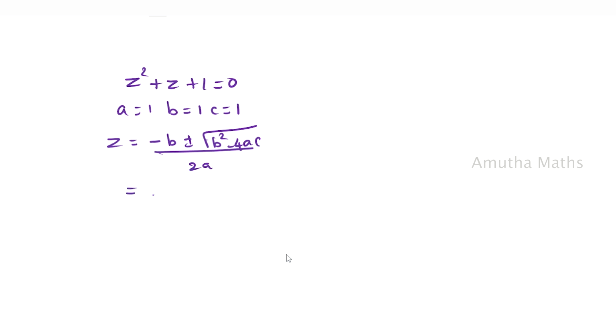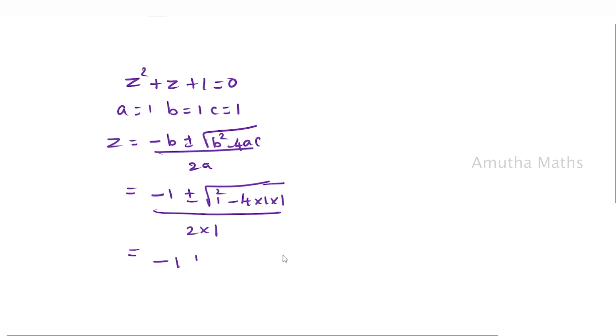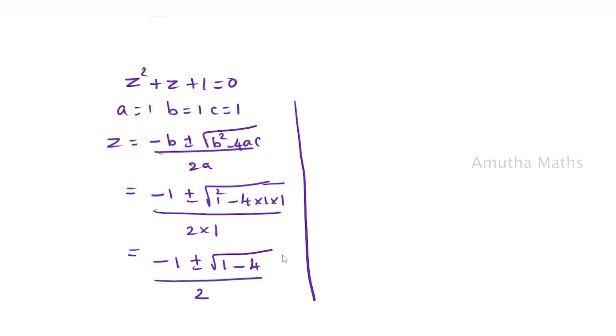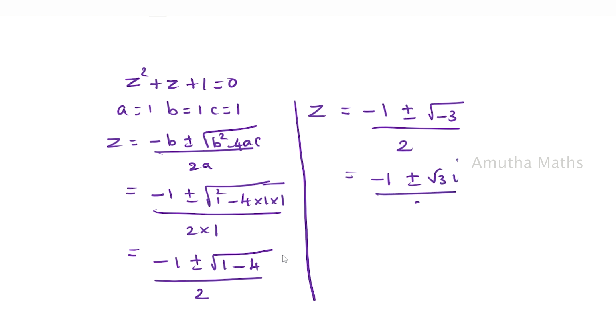That is equal to minus 1 plus or minus root of what is b square? 1 square minus 4 into 1 into 1. Okay. Divided by 2 into a. That is 1. That is equal to minus 1 plus or minus root of 1 minus 4 divided by 2. Right? So what will you get? So that is equal to minus 1 plus or minus root of minus 3 divided by 2. That is equal to minus 1 plus or minus root 3i divided by 2.